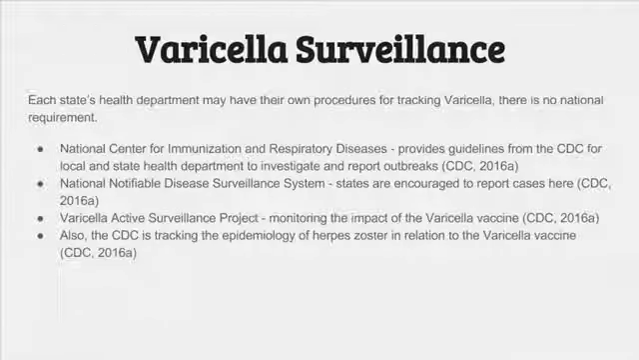There is no national requirement regarding varicella surveillance. However, each state health department may have their own procedures for tracking the illness. The CDC provides guidelines for local and state health departments to investigate and report outbreaks. This is called the National Center for Immunization and Respiratory Diseases. Additionally, states are encouraged to report cases to the National Notifiable Disease Surveillance System.